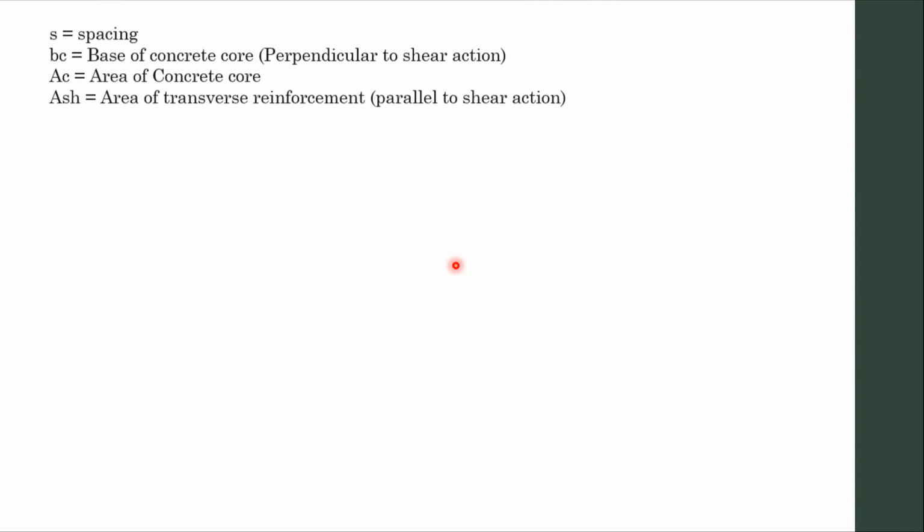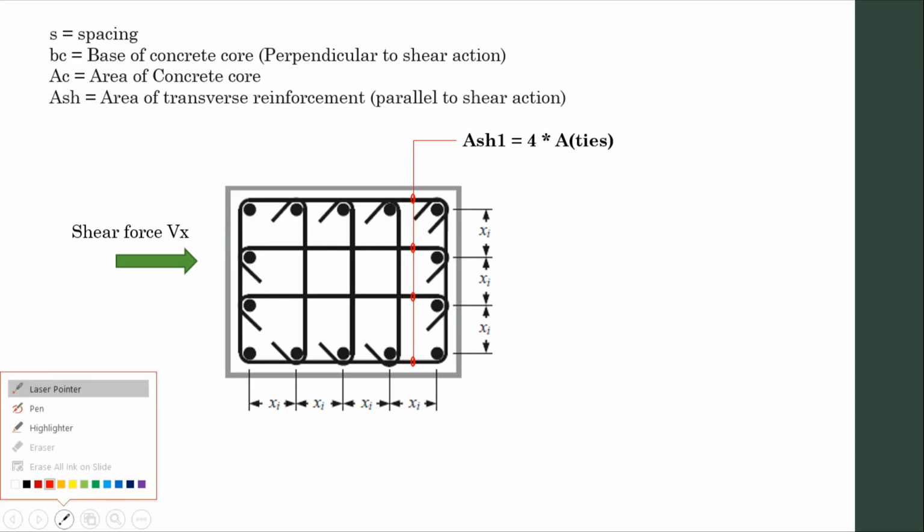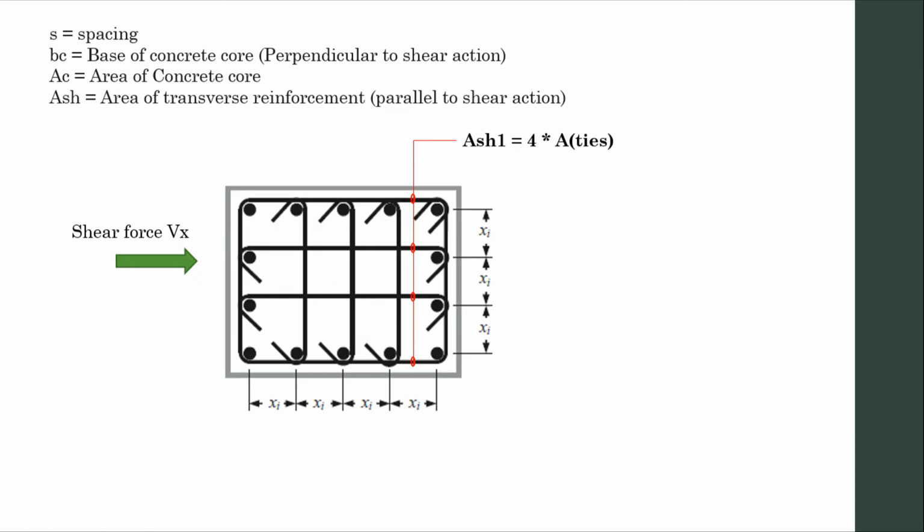Let's try, for example, we have a shear force Vx along the x-axis, right? It has an applied shear force. So, the Ash is, Ash is parallel to shear action, right? So, parallel to shear action. This is Vx, so parallel to shear action.